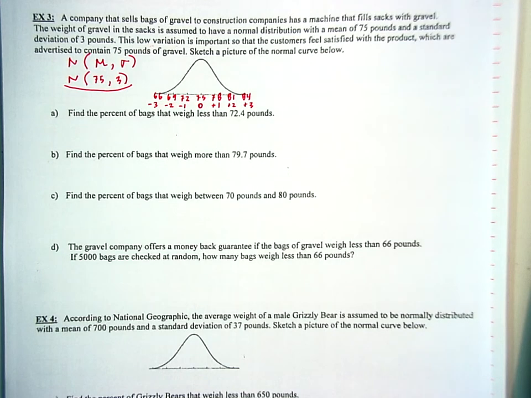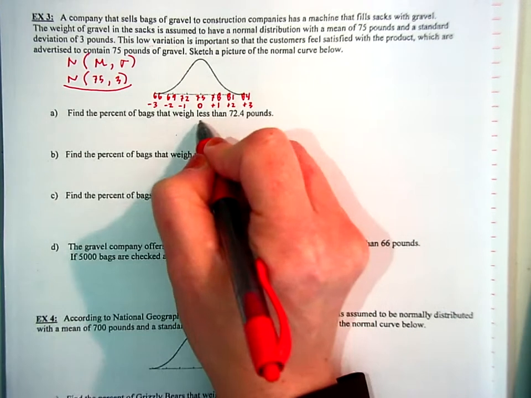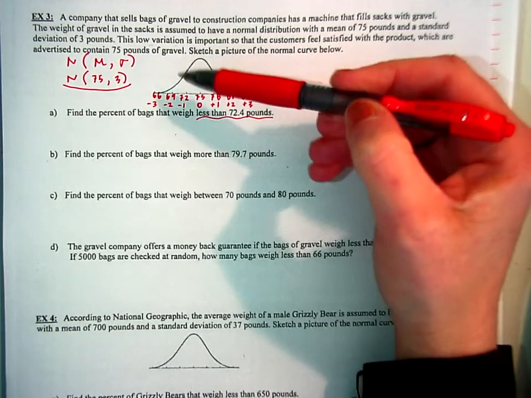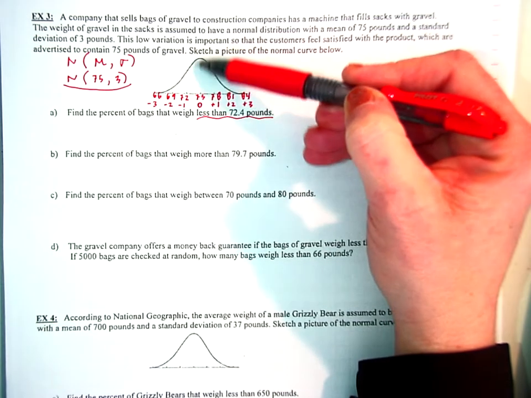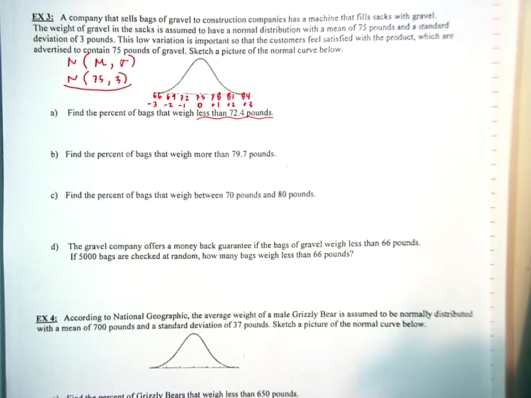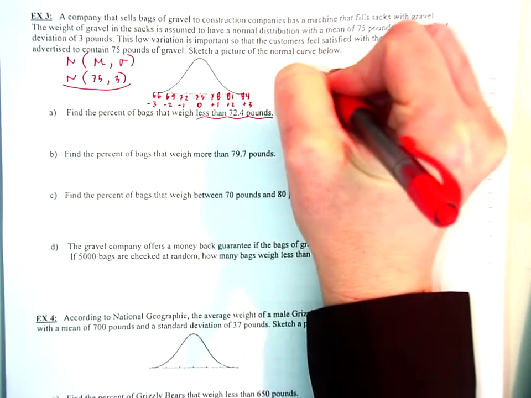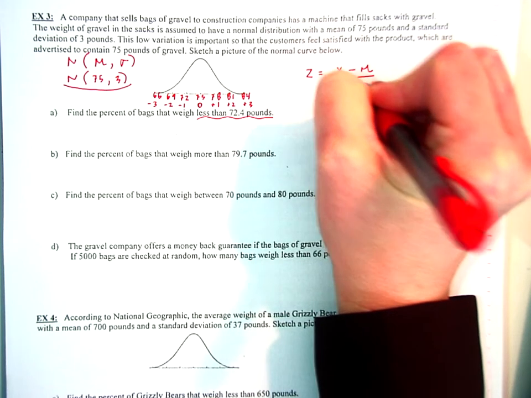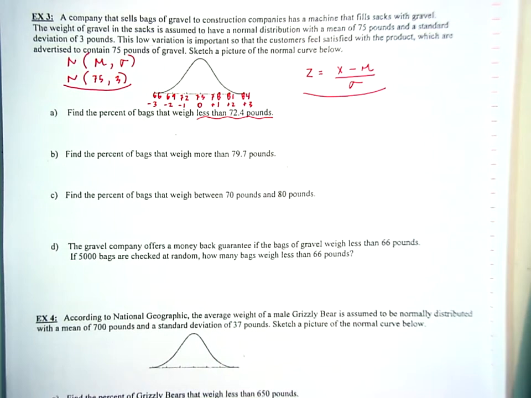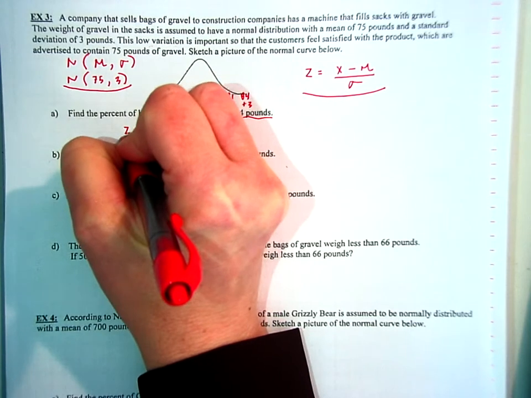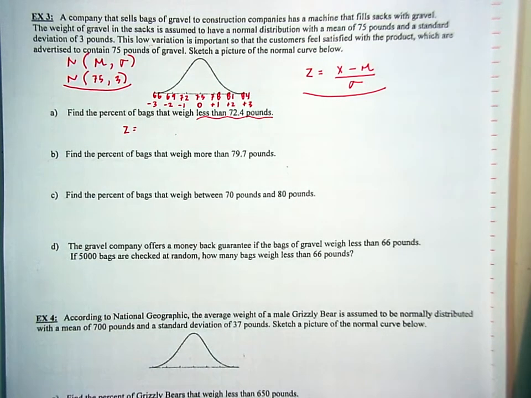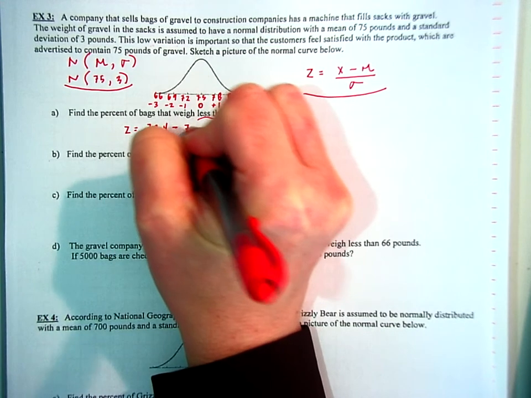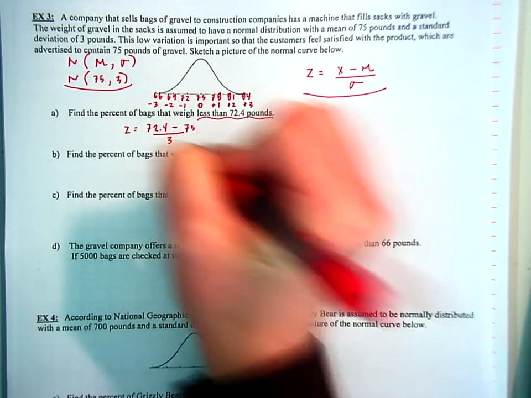All right, so here we're saying find the percent of bags that weigh less than 72.4 pounds. So I can visualize that I'm right in here, and I'm looking at the proportion that falls below it. Let's just remind you of the z-score formula as well. So z equals the observation minus the mean over the standard deviation. So that's our starting point. So let's find the z-score. So z equals the observation is 72.4 minus the mean over the standard deviation of 3.